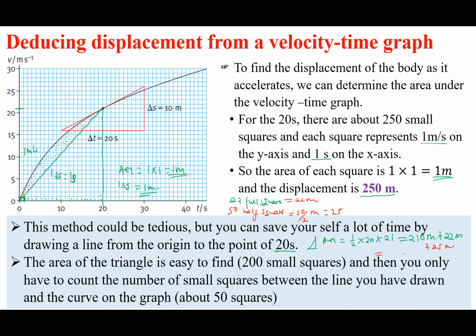210 plus 22 plus 25. So this will give me 257 meters. So this will be an estimated value of the total area under that graph. The examiner, of course, will give a limit, maybe between 250 to 260 and so on. So that is how we find the area under that graph.